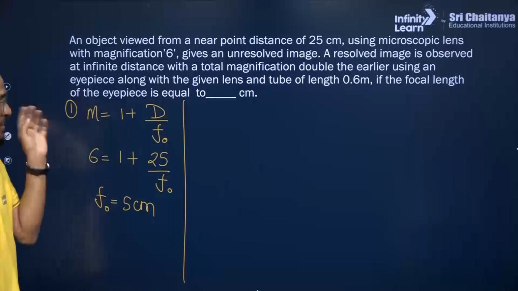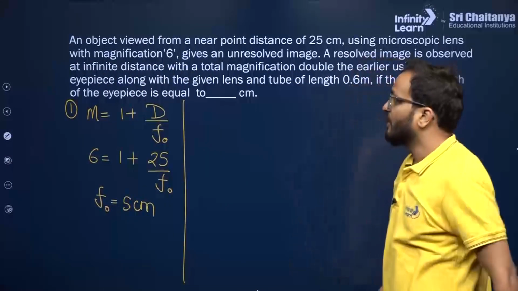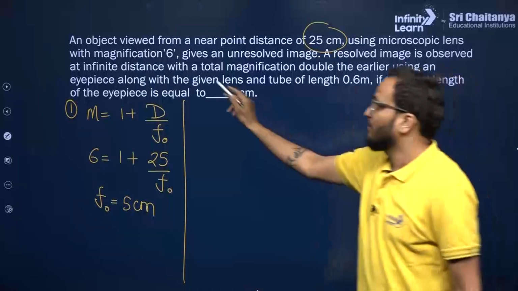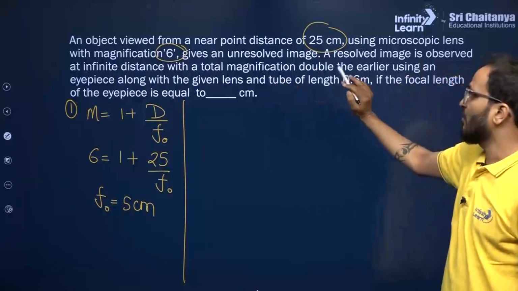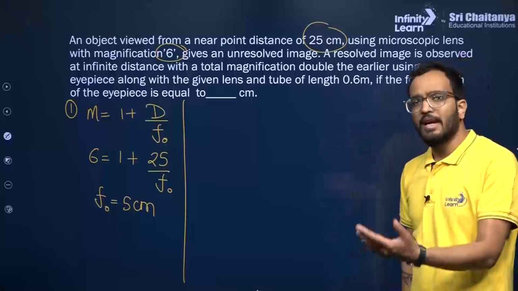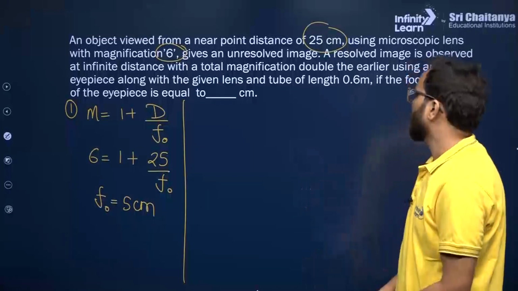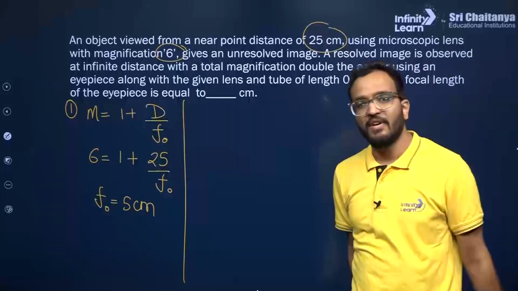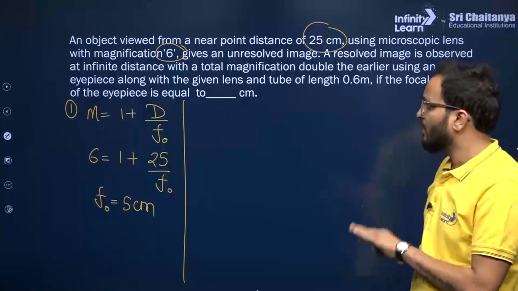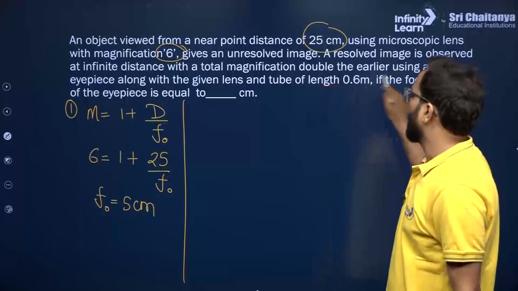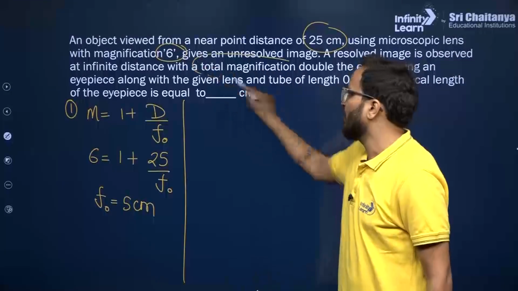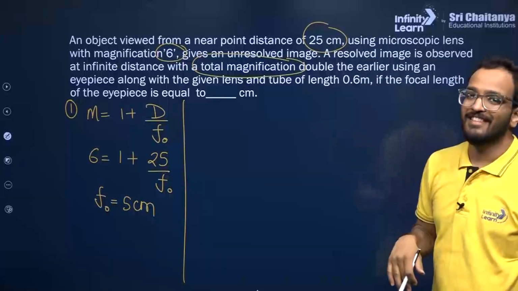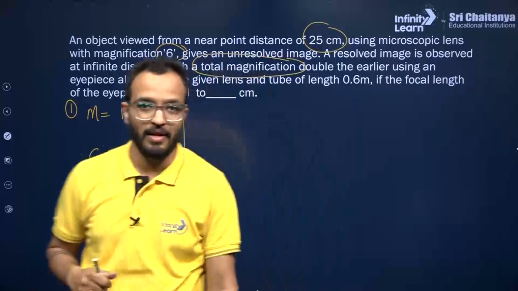Okay. So in this question they have given us an object viewed from a near point distance 25 centimeter using a microscopic lens, magnification comes out to be 6, gives an unresolved image. Unresolved image means the clarity of the image is compromised because we are too close to the image. A resolved image is observed at infinite distance. Obviously, if the image is at infinite distance, then we will get a resolved image, with a total magnification double the earlier. That means now the magnification is 12. Okay, but using an eyepiece lens. Now using an eyepiece lens, this is important, right?